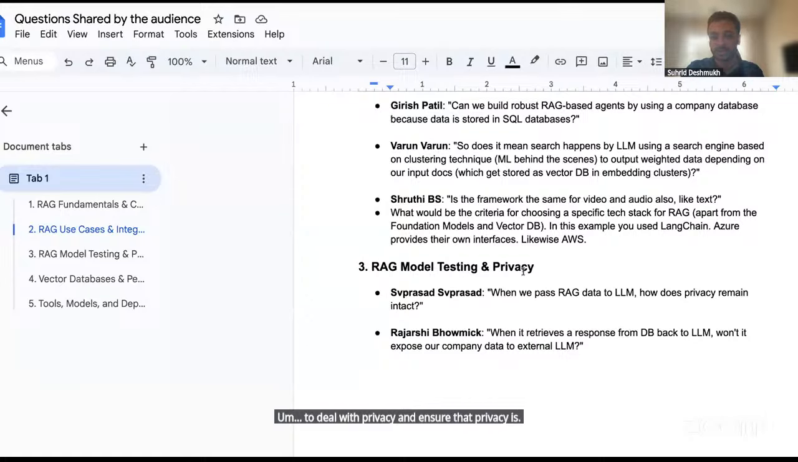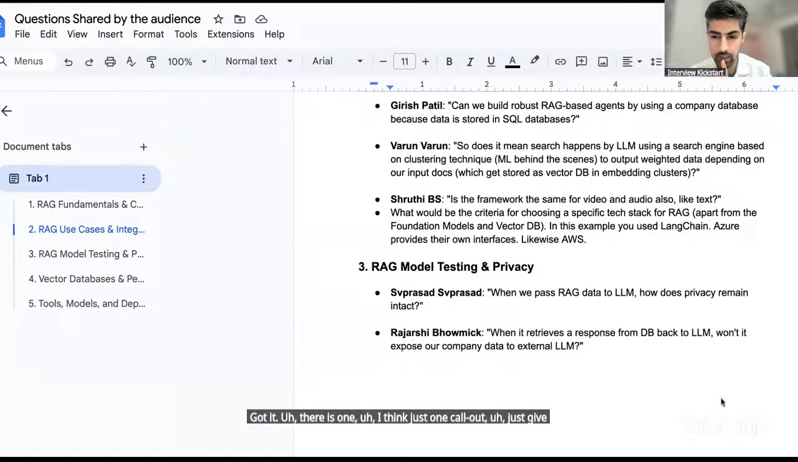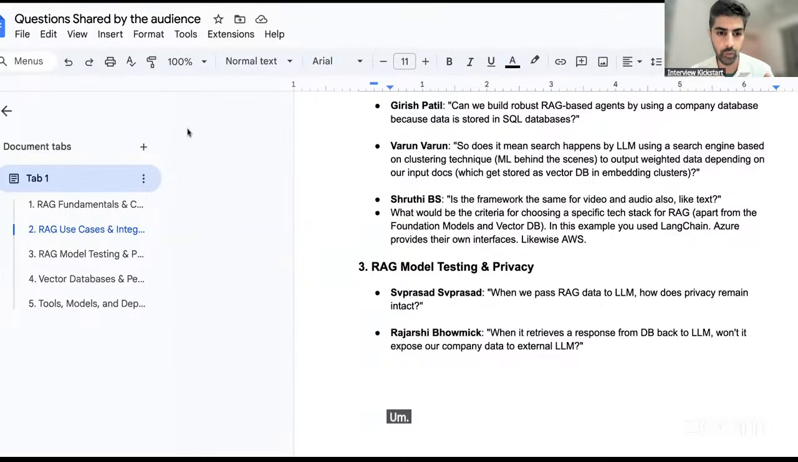Got it. There is one, I think just one call out. Just give me one sec. Girish, if I'm not wrong. Girish, can you please repost your question? Like I said, I accidentally logged out of the session for a minute, and the Q&A history for me is completely gone. Just four more questions, folks.